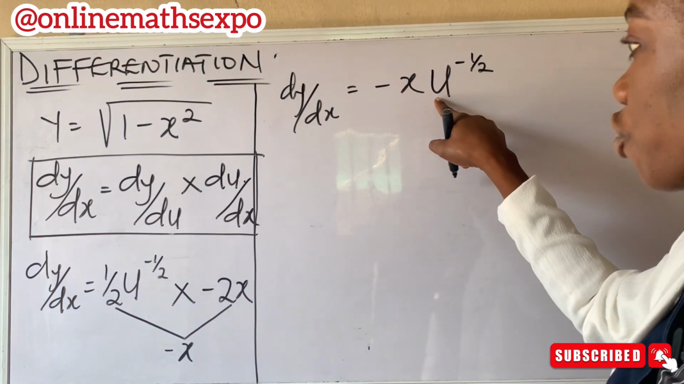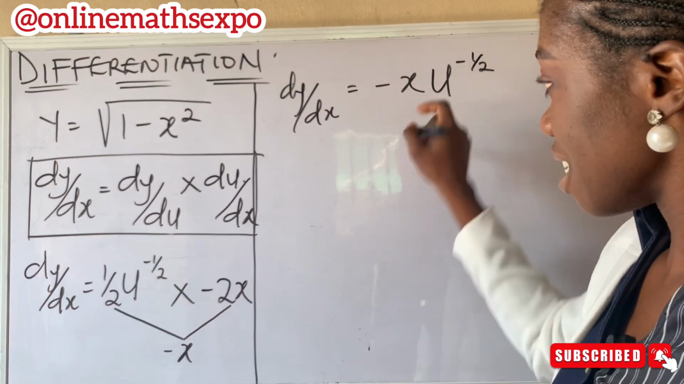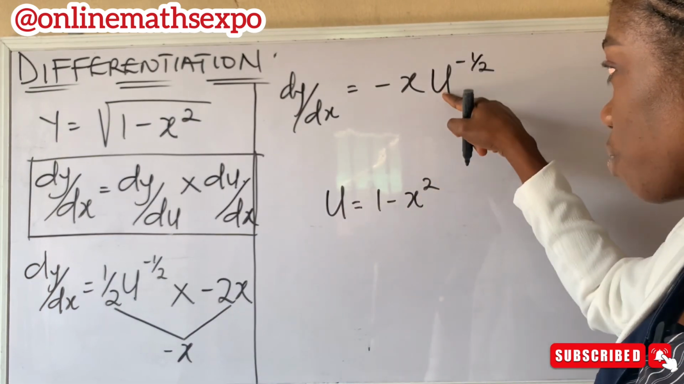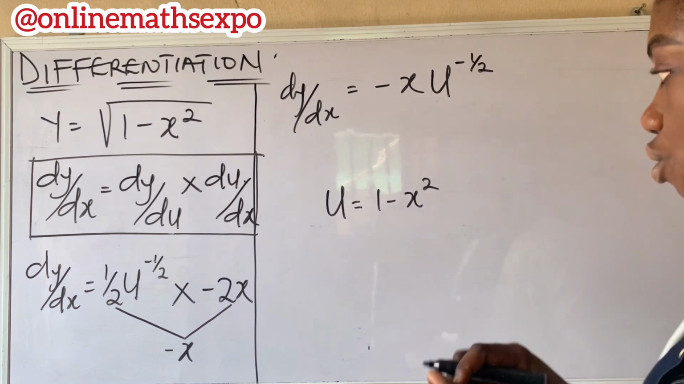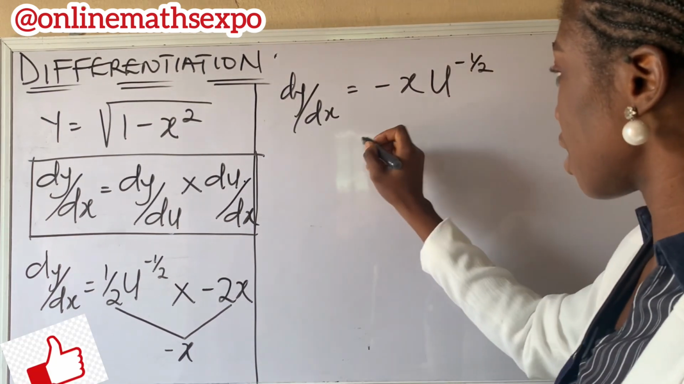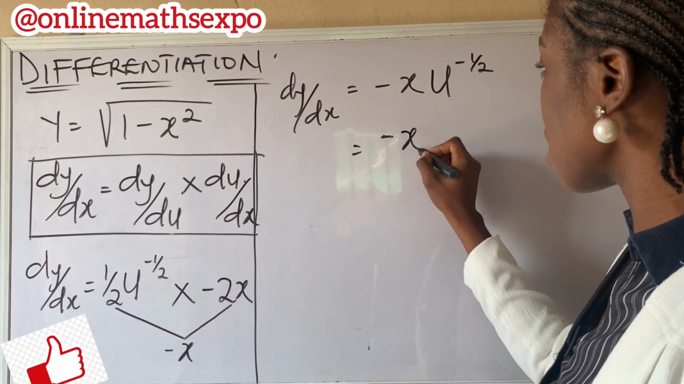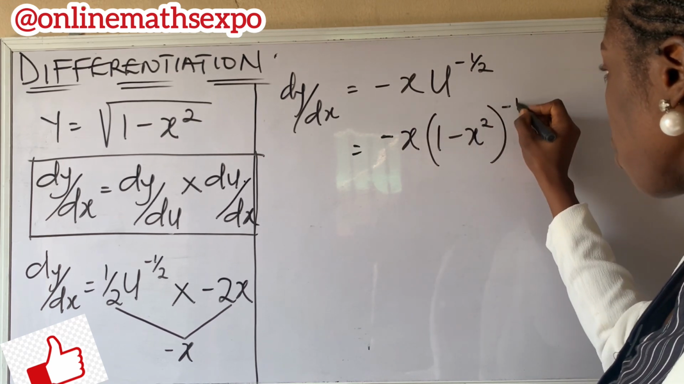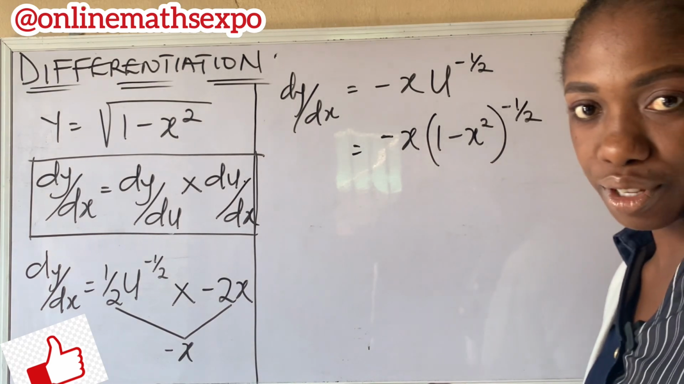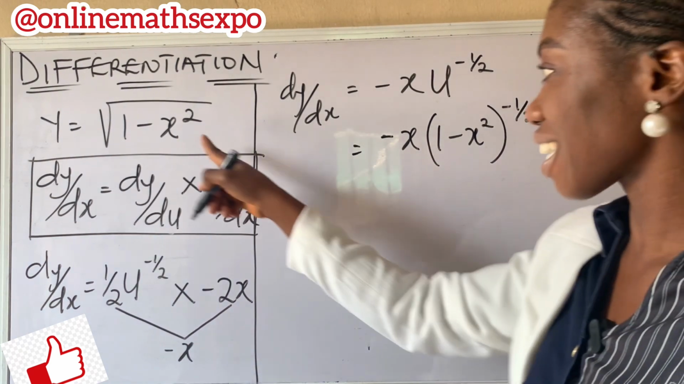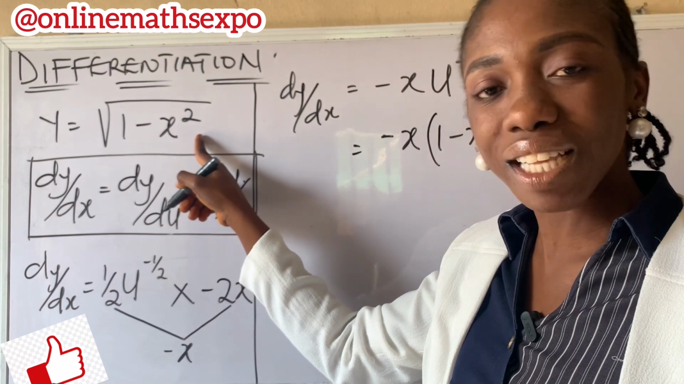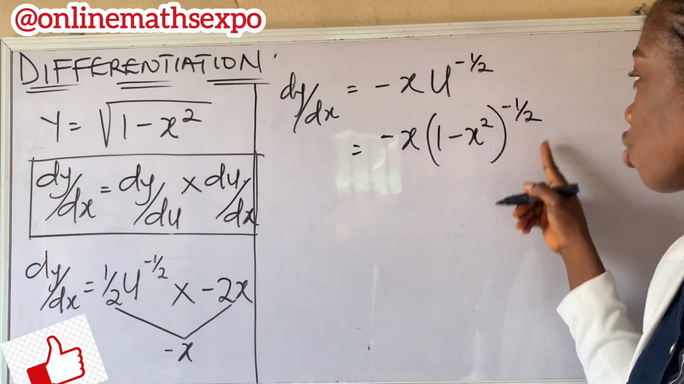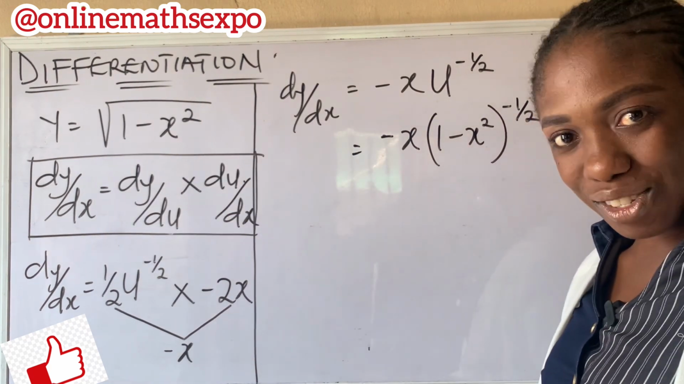But remember your u from your earlier statement is that our u is equal to 1 minus x squared. So let's put in our value of u here to conclude. So in that case, we can now say that this is equal to negative x times 1 minus x squared to the power of negative half. But remember the question was in radical form, so it's expected that our answer should also be in radical, not in exponent. So we're going to return this to radical, and let's do it together.